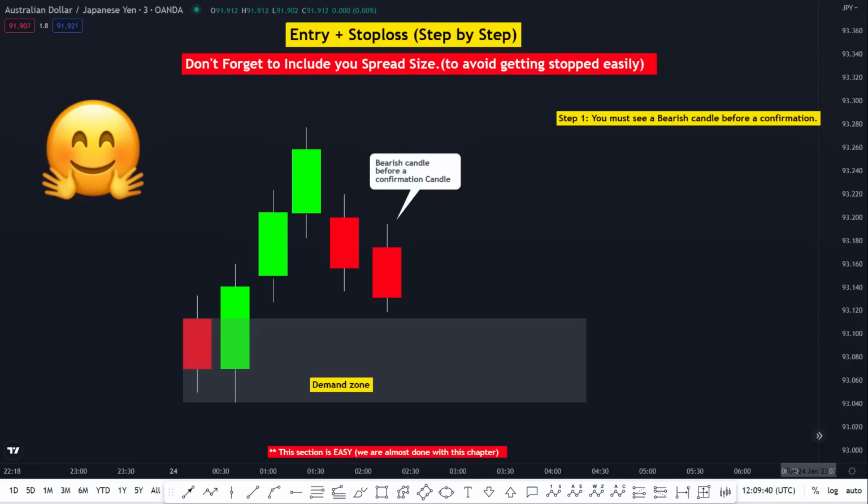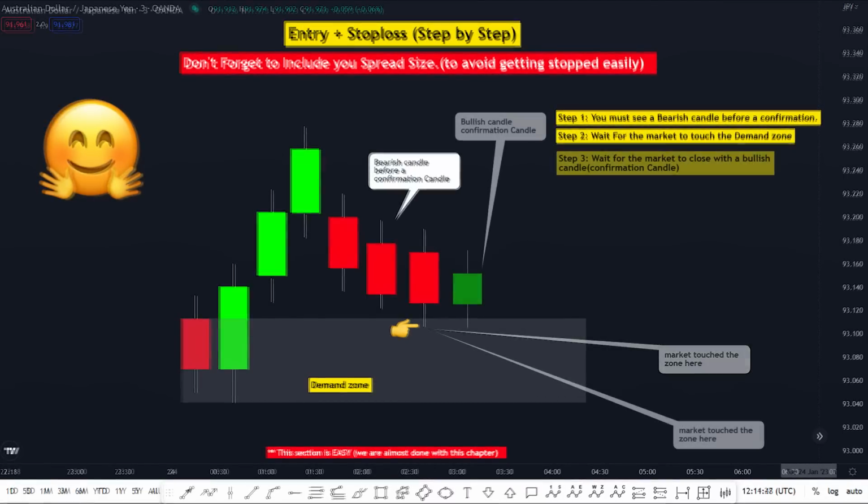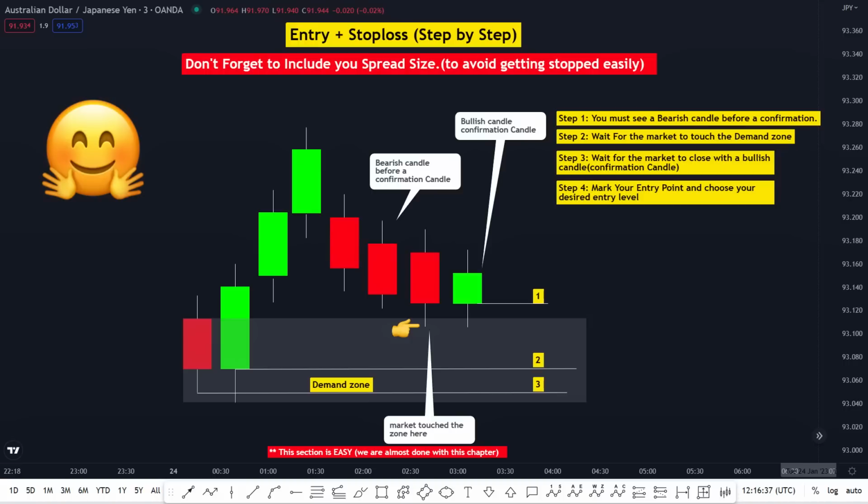Step 1. We can see that we have a bearish candlestick before a confirmation candlestick. Step 2. Wait for the market to touch the demand zone. Step 3. Wait for the market to close with a bullish candlestick after touching the demand zone, this is also a confirmation candle.